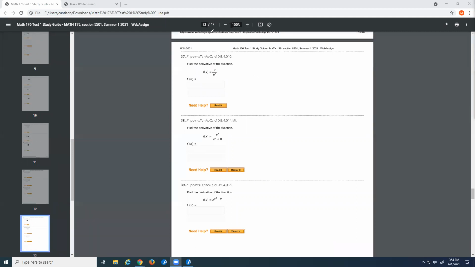So for number 37, there's a couple different ways you can do it. You can jump right into quotient rule, or you can actually do a product rule by bringing this e to the x up to the numerator. I think I'm going to do the latter. So I'm going to rewrite this as x times e to the minus x. And now I can use product rule instead of having to deal with quotient rule.